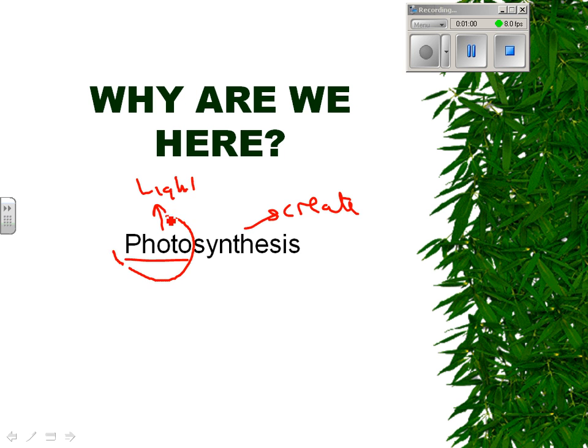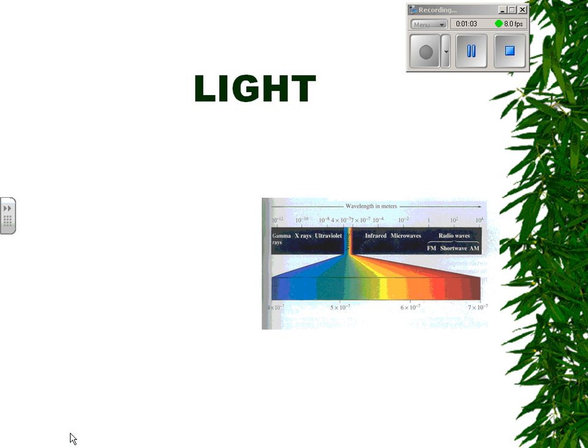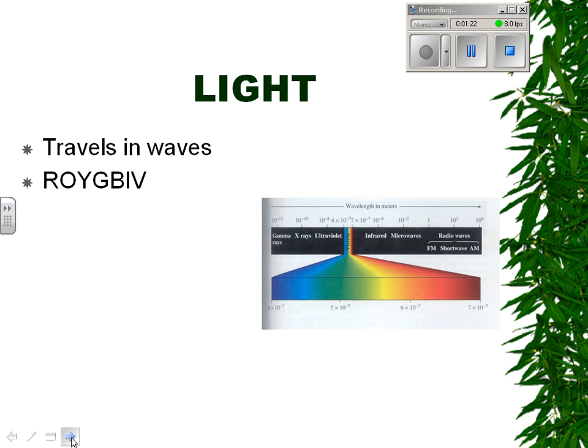In order to understand photosynthesis, we first have to take a look at light. The thing you need to know about light is that it travels in waves through space. There are lots of high-level physics arguments about light being both a wave and a particle, and we don't need to get into that. Light is part of the electromagnetic spectrum, which is all the things that travel as waves, from gamma rays, which are extraordinarily small waves, to AM radio waves, which are extraordinarily big waves, 1,000 feet long.